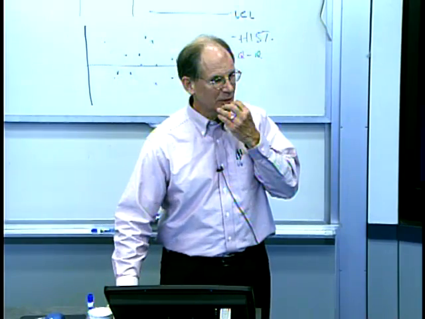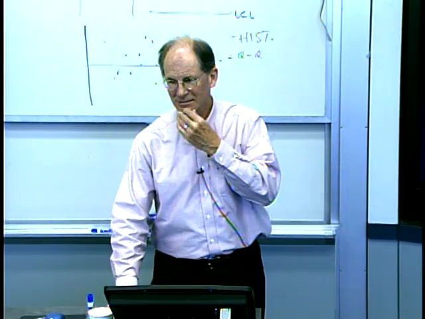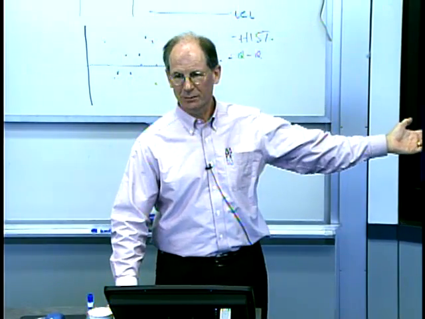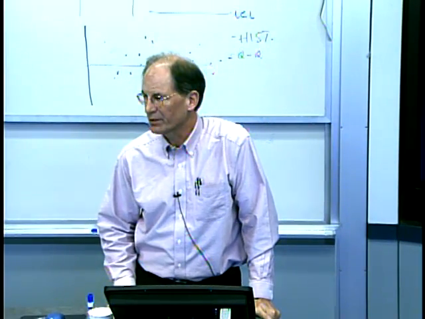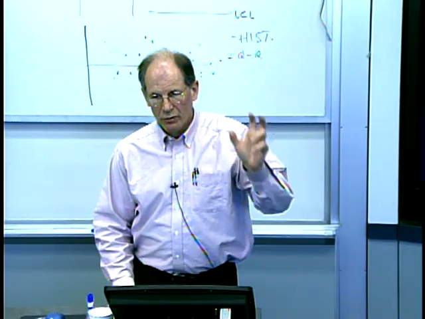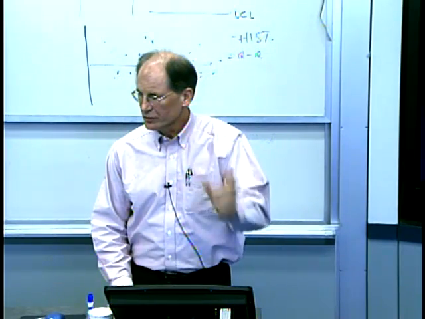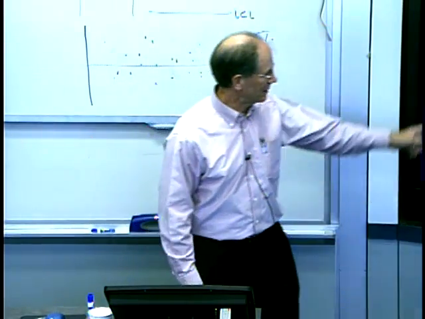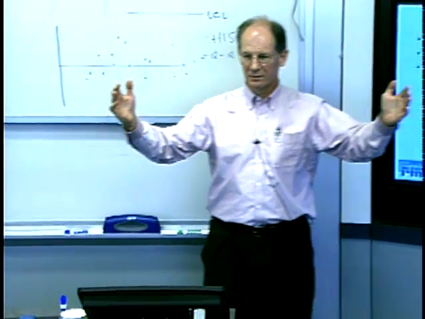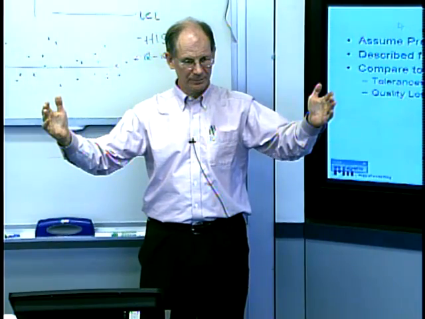So the question is, how good is the process? This is what it is. Is that good or bad or indifferent? And that's where you get into the concept of process capability. So we assume the process is in control. We assume it follows that normal distribution. Then we compare it to things like tolerances. Where do I want my parts to be?